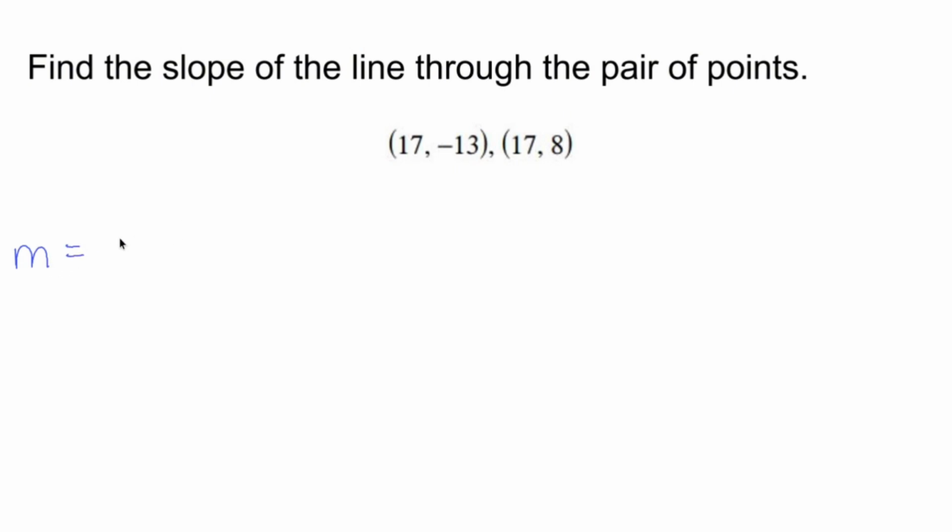out my slope formula. M equals y sub 2 minus y sub 1 over x sub 2 minus x sub 1. Then we label our points x sub 1, y sub 1, x sub 2, y sub 2. And if you're wondering why I called these x sub 1, y sub 1, well, this is an xy, and since this is my first point, I gave them the 1s. This is an xy, and since this is my second point, I gave those the 2s.